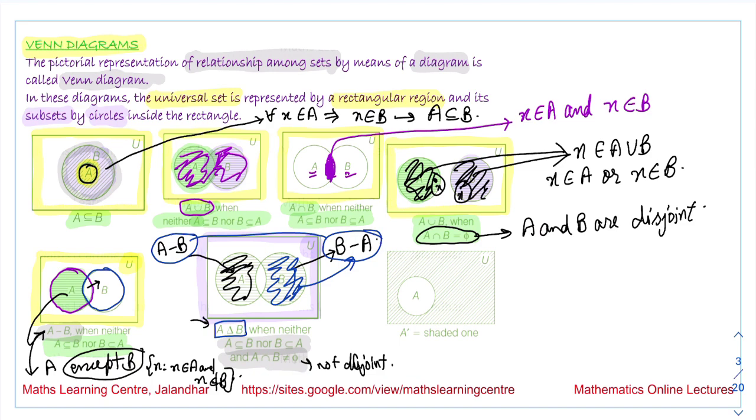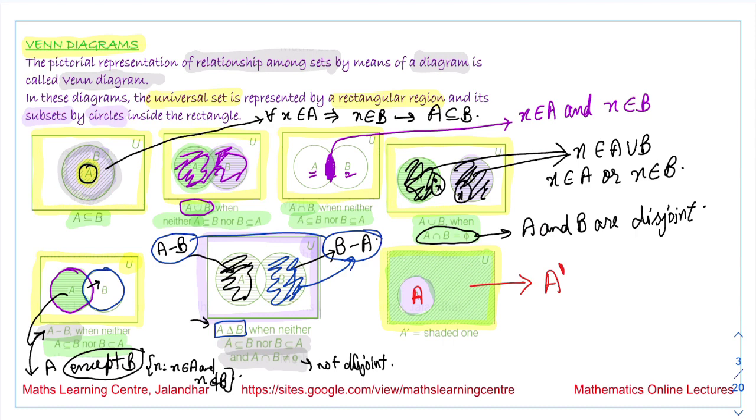Next we are talking about the complement of A. This is the universal set U, and this is the set A we are talking about. The complement of A means those values of U which are outside this A. The values of U outside A are the complement of set A. This green portion represents the complement of A, and this blue portion represents the set A.